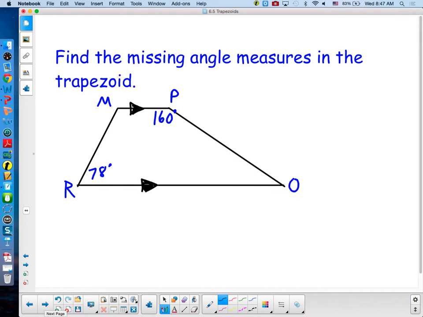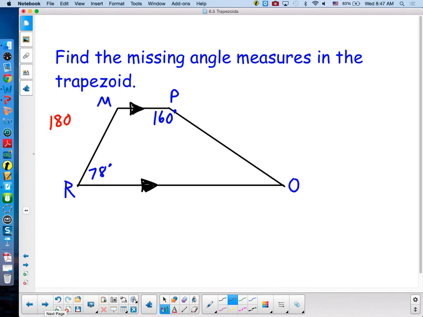All right, are you stuck at all? Is this trapezoid isosceles? It is not. So you're not getting 78 degrees here. That is not 78 degrees because it's not an isosceles trapezoid. So how are you going to find the angles? Simply use the supplementary idea.